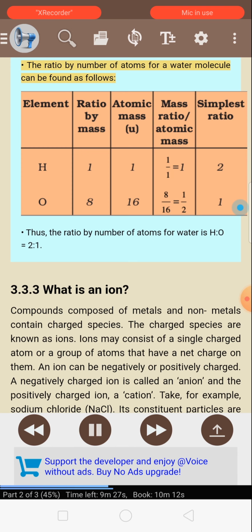The ratio by number of atoms for a water molecule can be found as follows. Thus, the ratio by number of atoms for water is H:O equals 2:1.